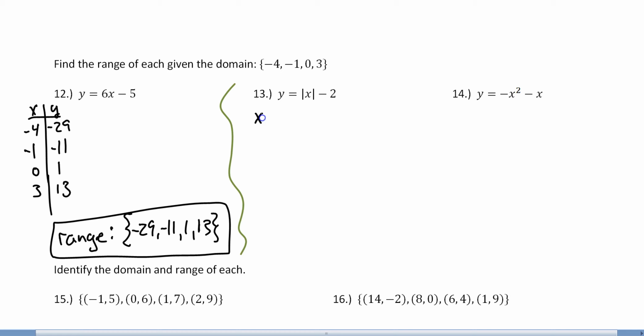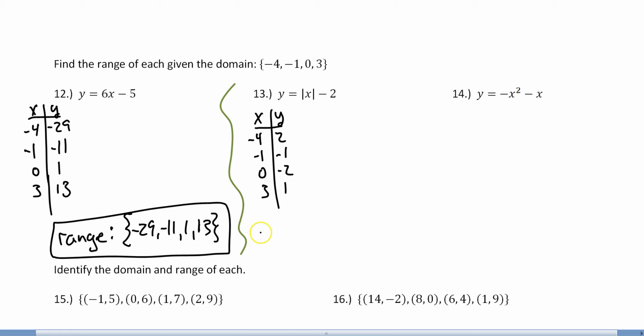For this one, once again, I'm going to do the same kind of deal. I'm going to do an XY chart. I'm going to plug in a -4, -1, a 0, and a 3, and I just start plugging in. When I plug the -4 in, the absolute value of -4 is a 4, minus 2 is a 2. Here, the absolute value of -1 is a +1, minus 2 is a -1. When I plug a 0 in, the absolute value of 0 is 0, minus 2 is a -2. When I plug the 3 in, the absolute value of 3 is a 3, minus 2 is a 1.